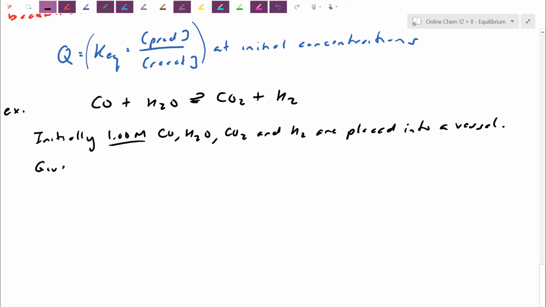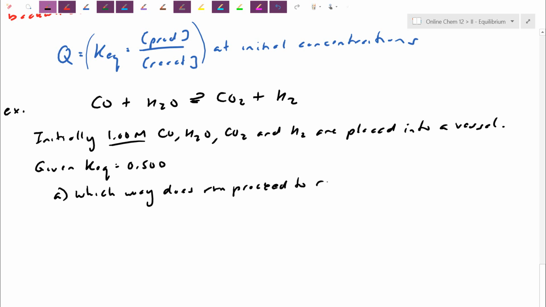Given, I'm going to choose a Keq value here of 0.50. They could ask you part A, B, C. Part A is which way does the reaction proceed to reach equilibrium? So which side is positive, which side is negative? And then B, I want you to find the equilibrium concentration, similar to the questions we were doing. I could have chosen any chemical. I'm going to choose CO.